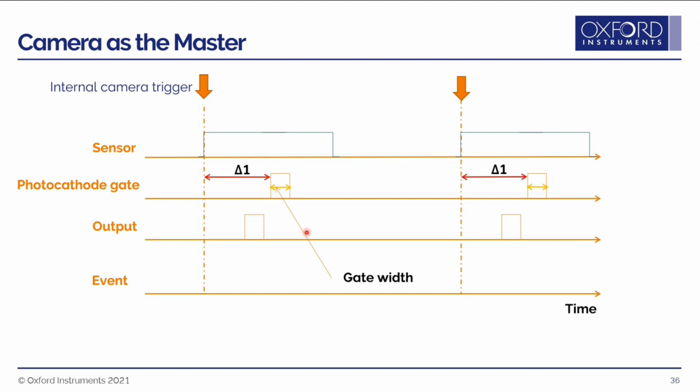So from this, you can then set a fixed delay of your photocathode gate such that it falls relative to the sensor at a time when you're expecting an event to occur.